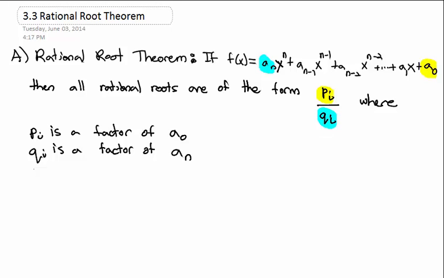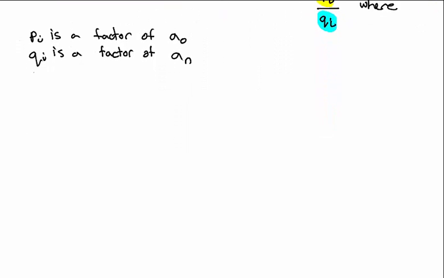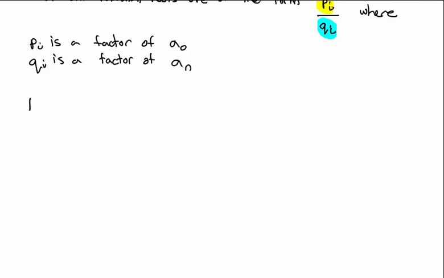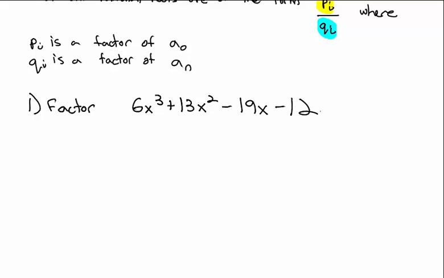It's probably easier to see what's happening when we look at a couple examples, and so we're just going to do 3 examples today. The first example, we're going to try and factor 6x cubed plus 13x squared minus 19x minus 12.